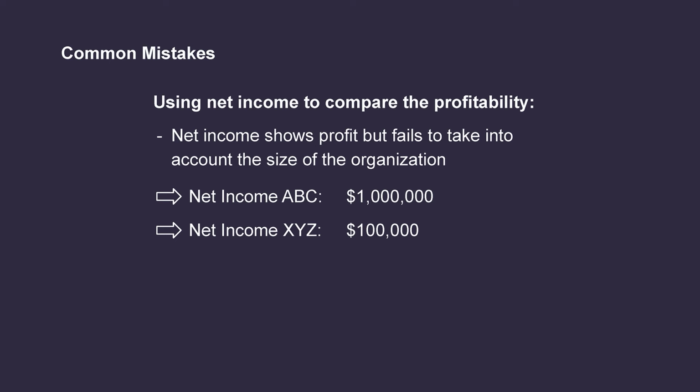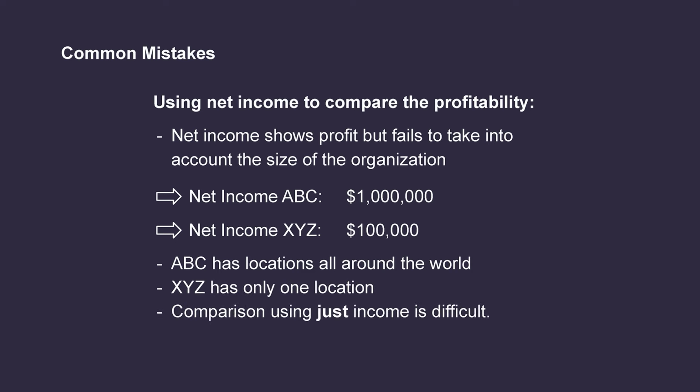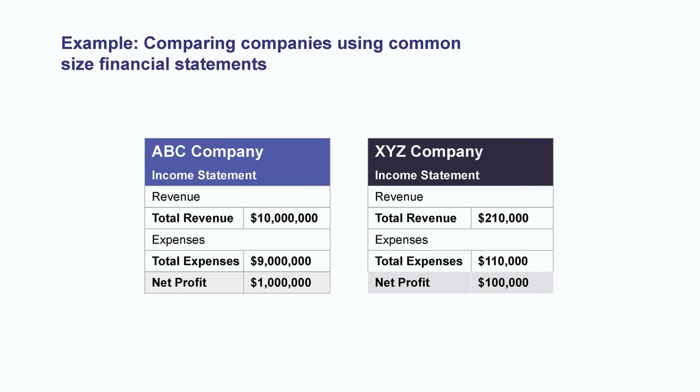However, what if ABC Company is substantially larger with operations all over the world, while XYZ only has a single location? Looking at the dollar figures alone fails to take into account the size of the two organizations and is not always a fair comparison. Common size financial statements allow us to level the playing field and produce a more accurate comparison. Let's take a look at both of these companies' income statements to get a more clear picture. Like we just discussed, we see that ABC Company has $1 million of profit, which is 10 times the amount of XYZ Company. Let's go one step further and put together the common size income statements to see if that gives us any more information.